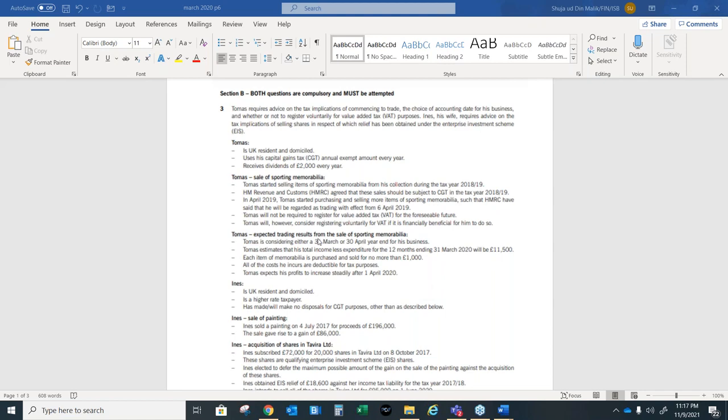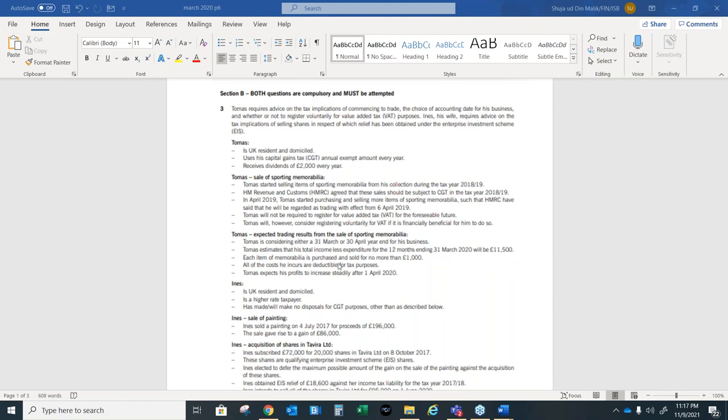Okay, Thomas expected trading results from the sale of sporting equipment. Thomas is considering either a 31st March or 30th April year end for his business. Now you could see there are two accounting days involved in this question. Thomas estimates that his total income less expenditure for 12 months ending 31st March 2020 will be 11,500. So he's telling you that the overall income he will be having for the 12 months after deducting the relevant expenditure is 11,500. In this case, they are not providing the details of the expenditure.